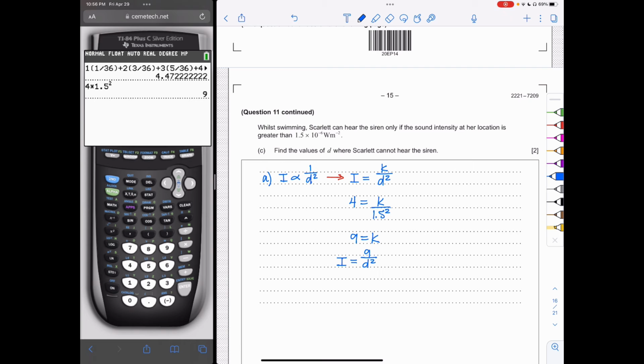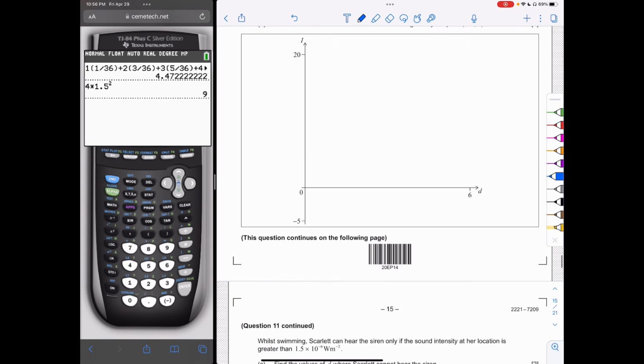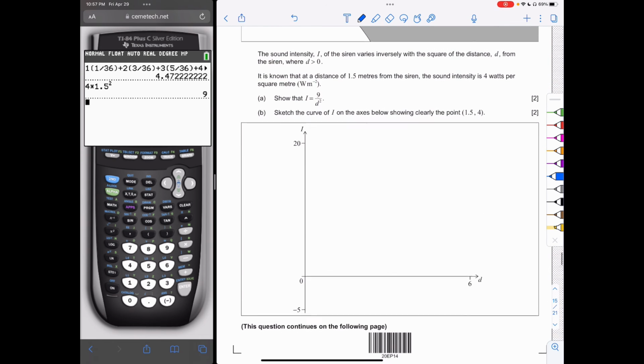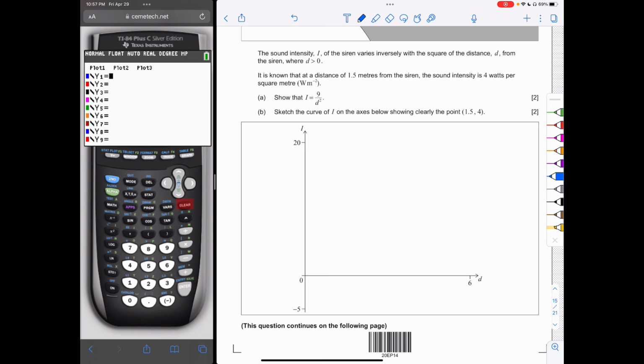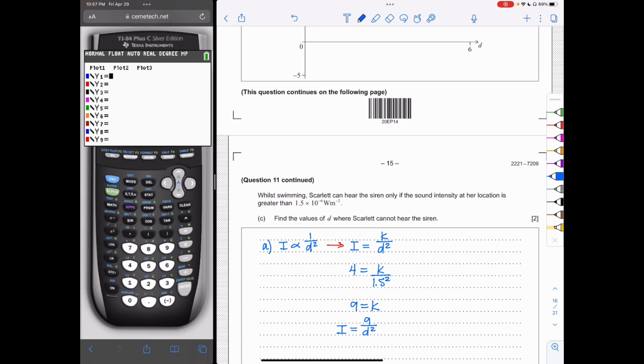So the work that I show for A is enough for my answer here. Now for part B, it says sketch the curve I on the axis below, clearly showing the point 1.54. In order to do that, I'm going to use the graphing calculator to help me. I have I, or y, equal to 9 divided by x squared, even though it's d squared. When I do that, I'm going to graph it.